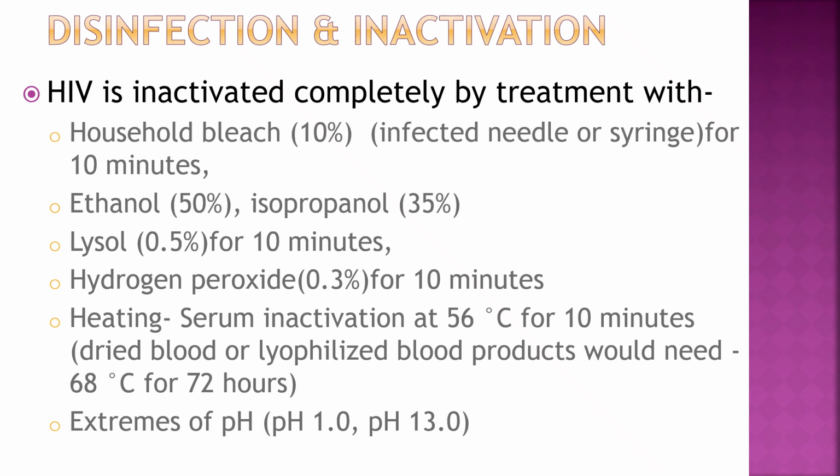Disinfection. HIV is inactivated completely by treatment with household bleach 10% for 10 minutes for infected needle or syringe, ethanol 50%, isopropanol 35%, Lysol 0.5% for 10 minutes, hydrogen peroxide 0.3% for 10 minutes, heating serum inactivation at 56 degrees for 10 minutes, dried blood or lyophilized blood products would need 68 degrees Celsius for 72 hours, extremes of pH 1.0 and pH 13.